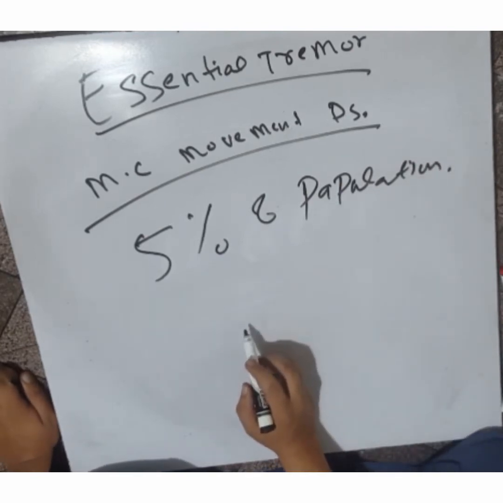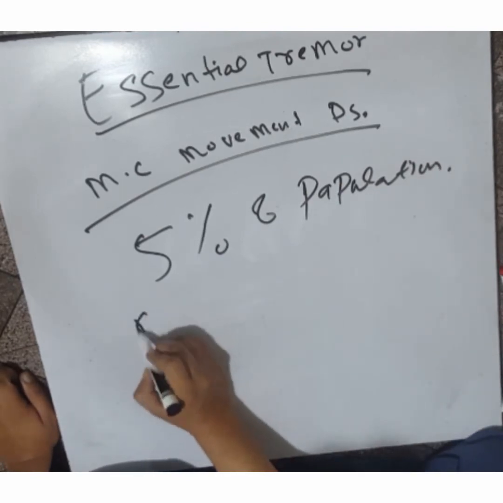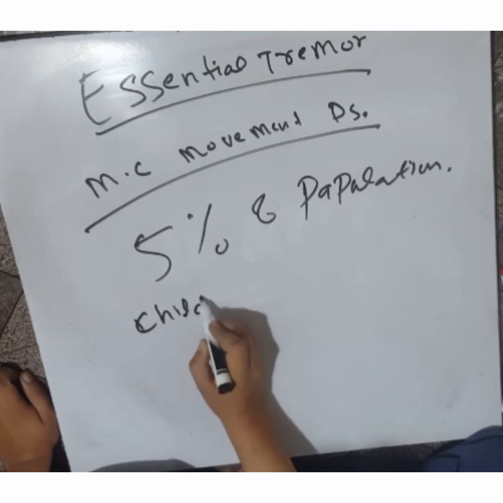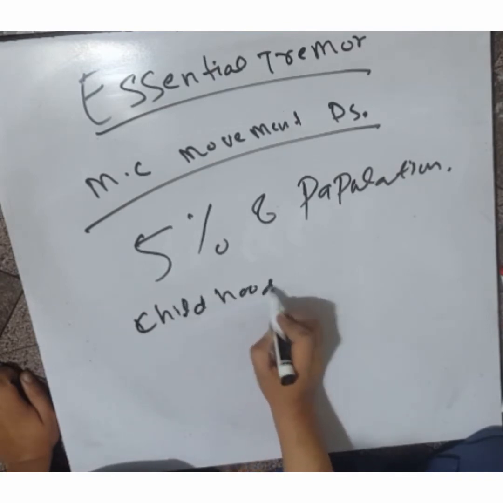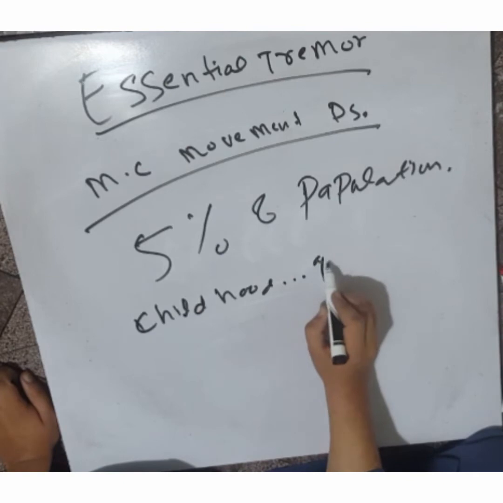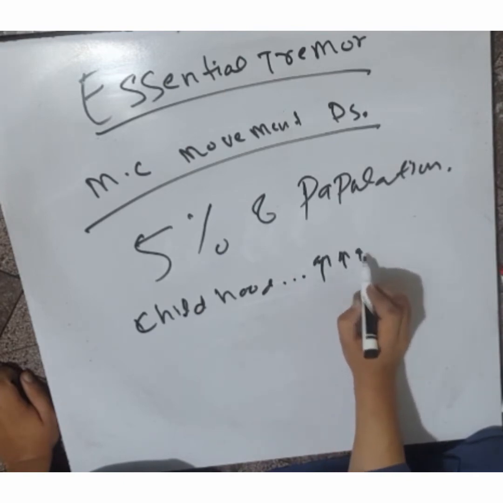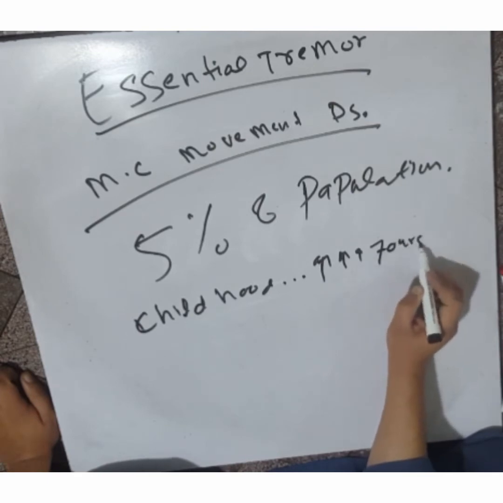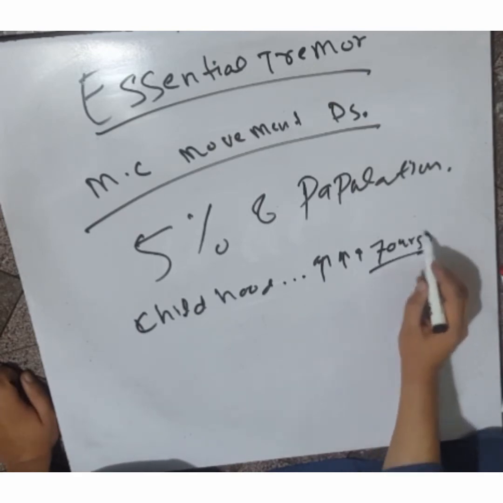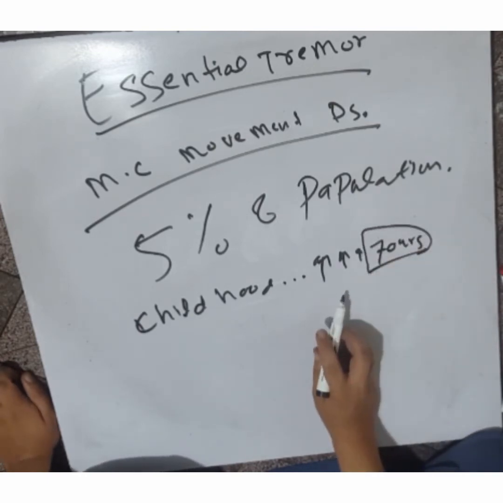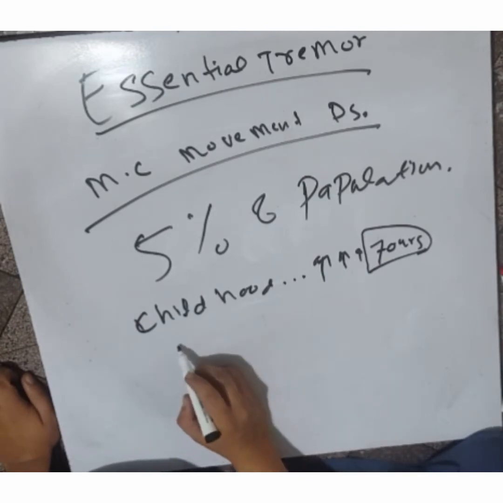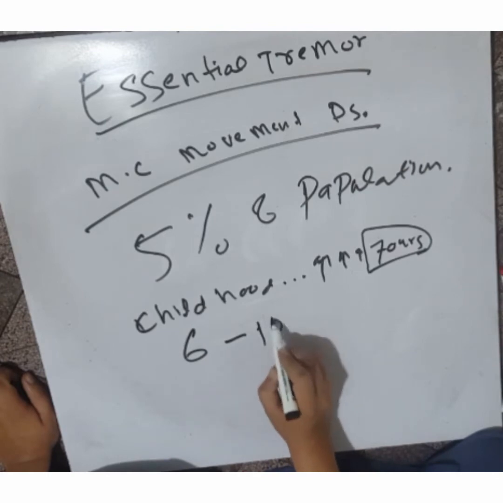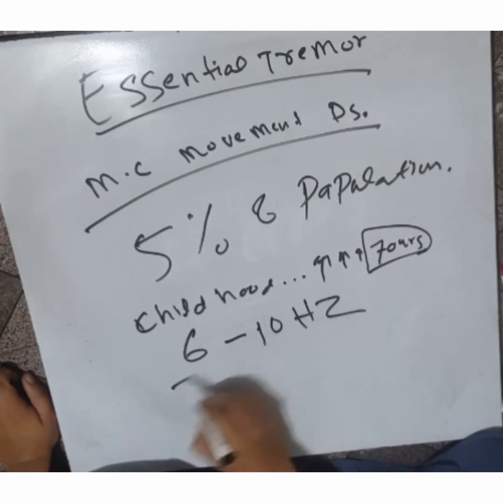The essential tremor may be present in childhood. Its incidence increases as the age increases, and the peak is at 70 years. At the age of 70 years, the essential tremor may become worse. Essential tremor is a high frequency tremor, that is, 6 to 11 hertz of frequency.